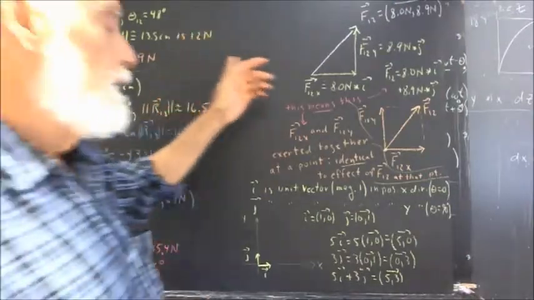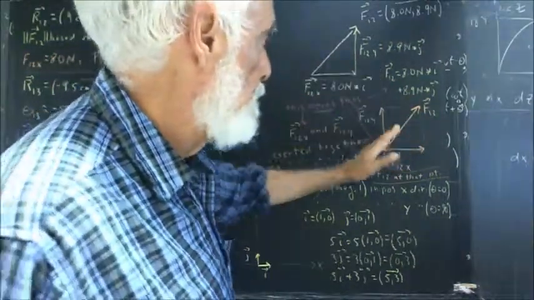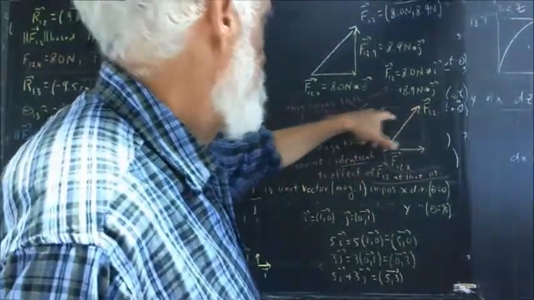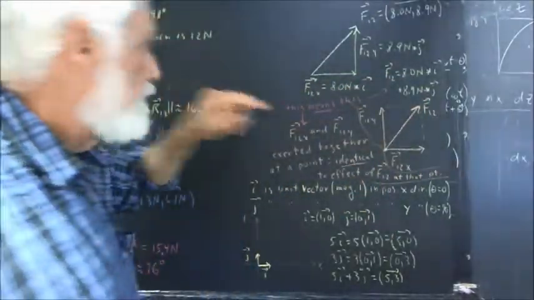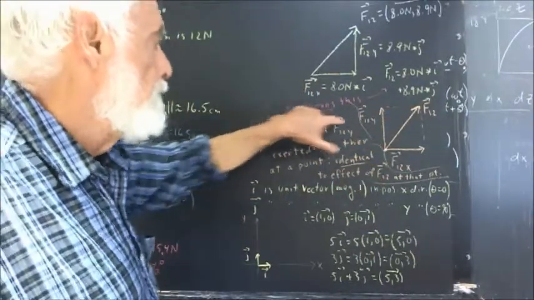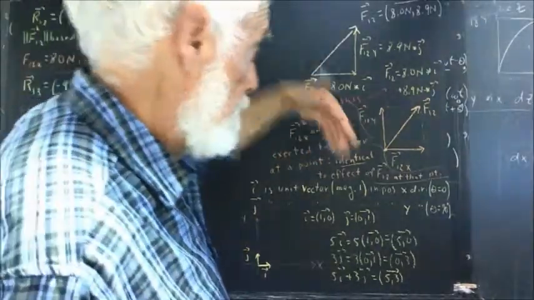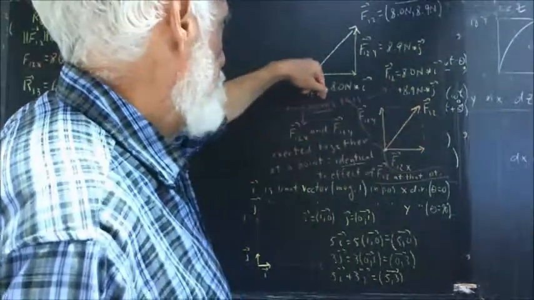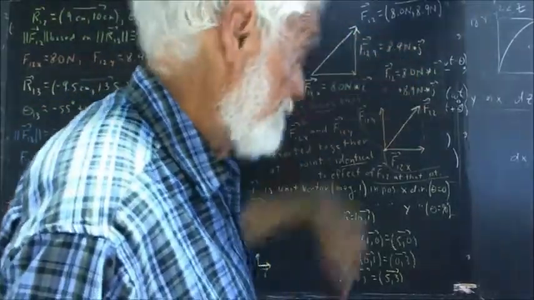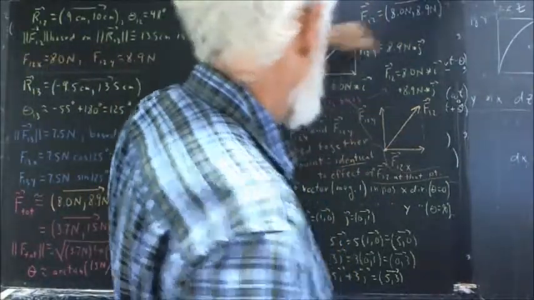Okay, so here we have the picture F12y, F12x, and F12 here as the result. And this picture represents the fact that F12x and F12y vectors exerted at a point are identical in effect to F12, which is exactly what we mean when we say F12 equals this, okay? And of course, this is your F12x and this is your F12y.